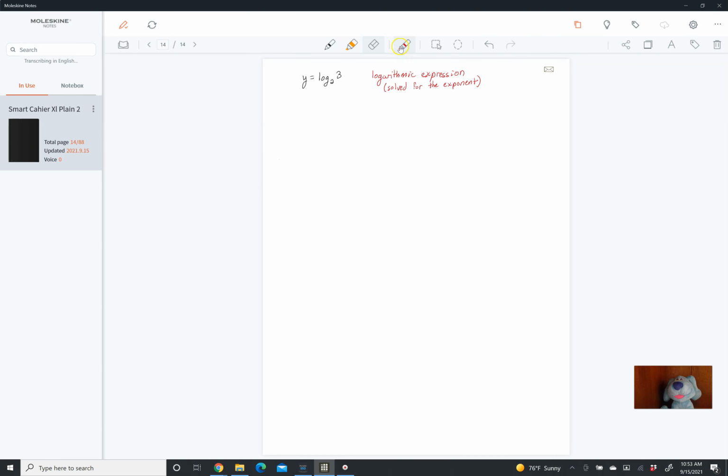The exponential form of this is exactly what I said. 2, the base of the exponent is the same as the base of the logarithmic. So here's the base of the logarithmic, so the base of the exponential is going to be 2. We know that a logarithm is always solved for the exponent. So the exponent is y. And then we have is equal to the argument. So this here is an exponential expression because it has an exponent. And the exponential expression is always solved for the argument.